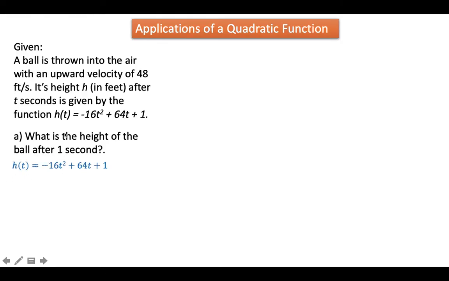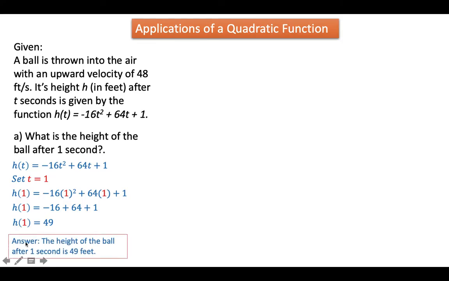So we're going to use this model. Then we will substitute 1 to t. Then we will simplify. 1 squared is 1 times negative 16 is negative 16. 64 times 1 is 64. Then write down plus 1. Then simplify negative 16 plus 64 plus 1, and that is 49. This tells us that the height in 1 second is 49 feet. Okay, our final answer, the height of the ball after 1 second is 49 feet.